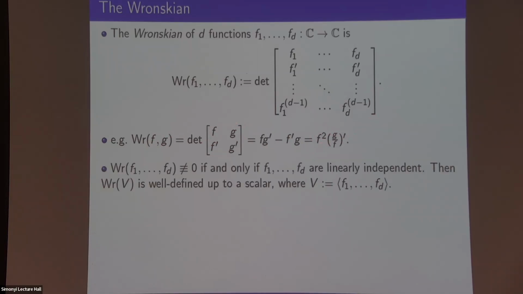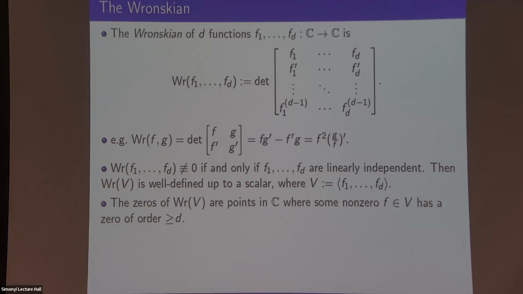Okay, another nice thing is the Wronskian tests for linear independence. So my functions f1 through fd are linearly independent if and only if the Wronskian is not identically 0. And in this case, the Wronskian is a well-defined function of the span of my functions. In other words, if I let V be this d-dimensional space of functions spanned by my f1 through fd, then if I do a change of basis and choose a different basis for the same subspace V, this will not change the Wronskian up to just rescaling. So in particular, the zeros of this thing are well-defined in terms of V.